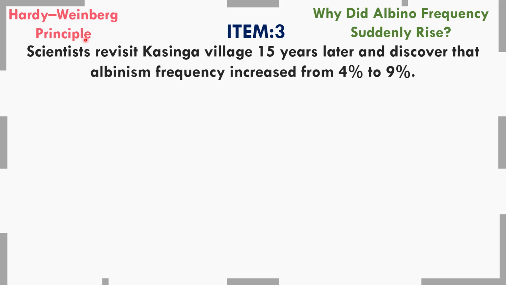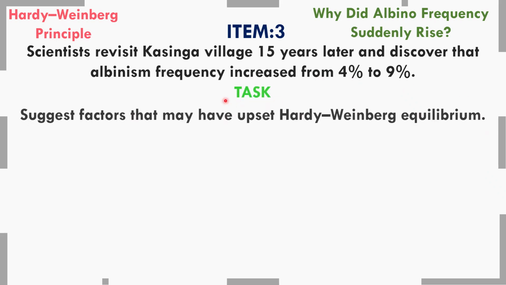Still on the Hardy-Weinberg principle, let us look at why the albino frequency suddenly rose. Item 3. Scientists revisited Kasinga village 15 years later and discovered that albinism frequency increased from 4% to 9%. Task: suggest factors that may have upset Hardy-Weinberg equilibrium.